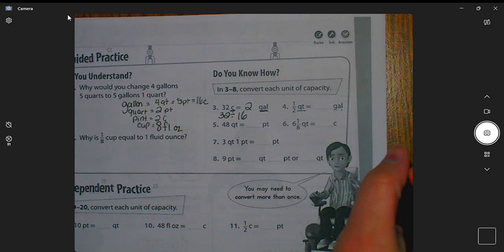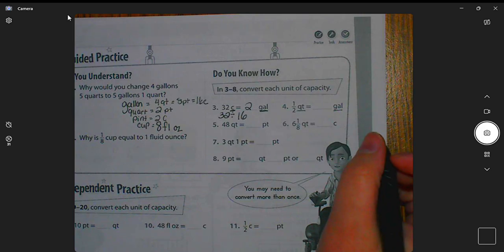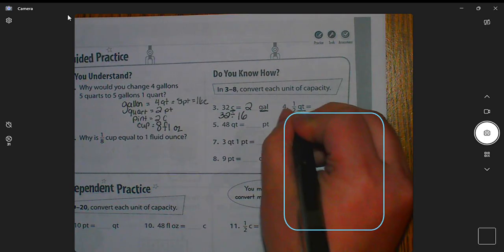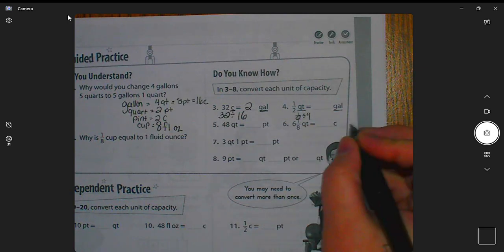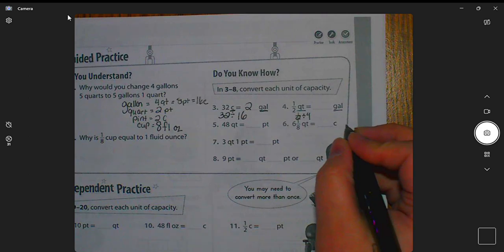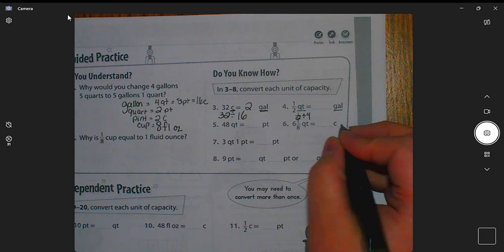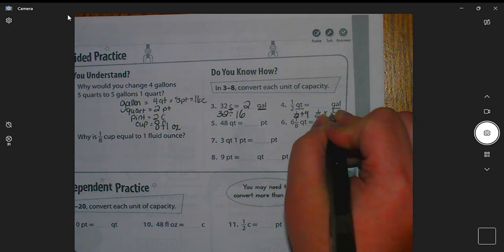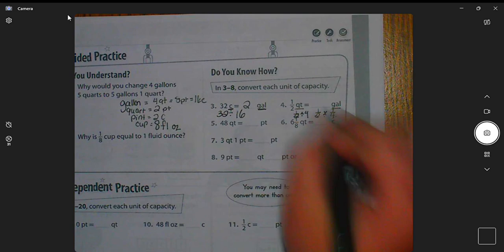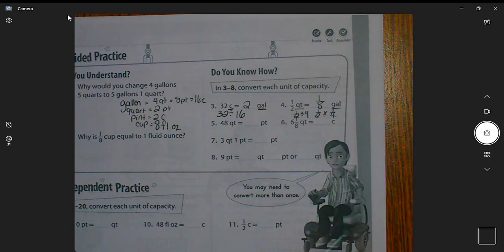And then again, quart to gallon. A half quart equals blank gallons. Now, if I am going from little to big, smallest unit to largest unit, I have to divide. So 1/2 divided by 4, but I can't do that. I have to keep, change, flip. Keep the first fraction the same, change the symbol, flip the fraction, so it would be 1/8 of a gallon equals a half quart.